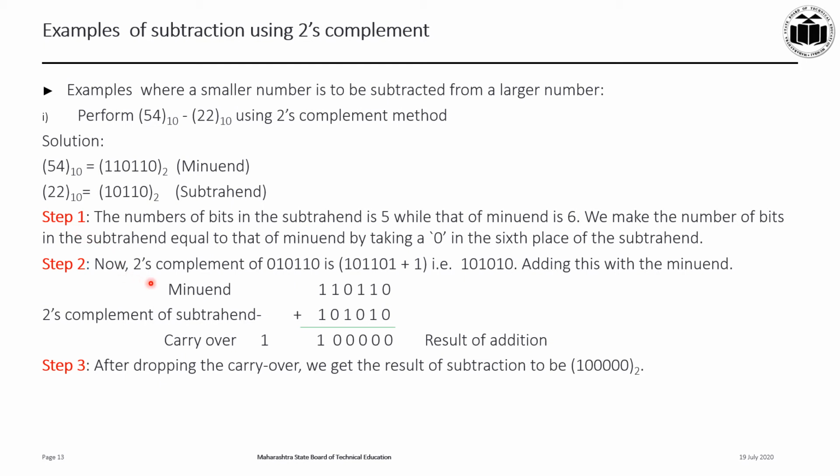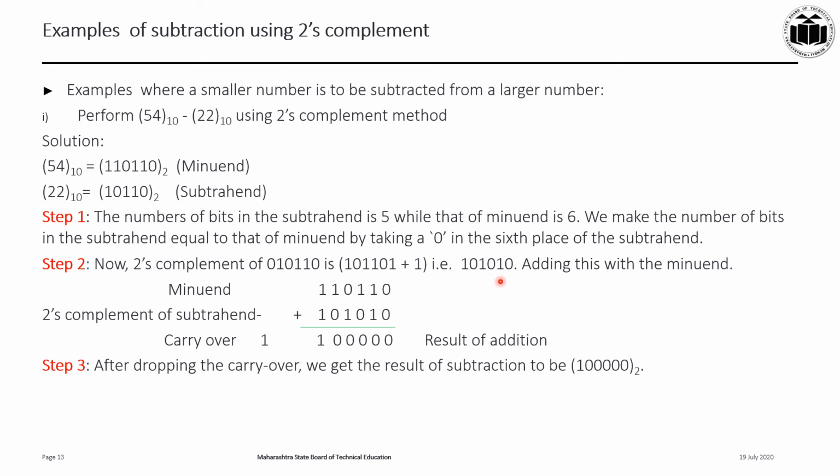Step 2 will be to take the 2's complement of 0, 1, 0, 1, 1, 0. So here the subtrahend was only 1, 0, 1, 1, 0. But since the number of bits were not equal, a 0 is added at the MSB. And hence the 2's complement of 0, 1, 0, 1, 1, 0 will be 1, 0, 1, 0, 1, 0.